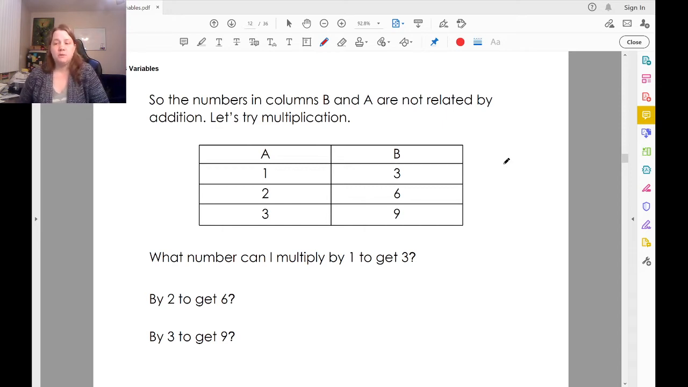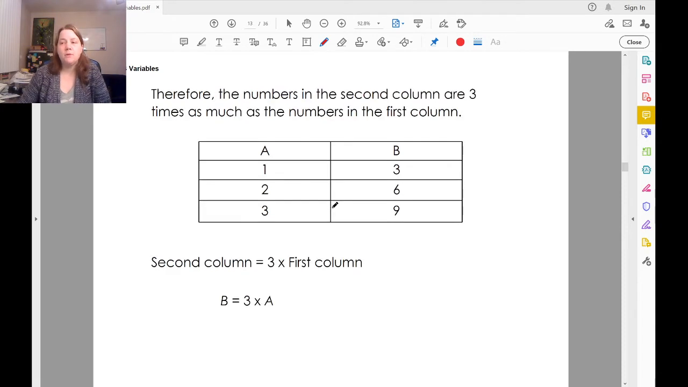So let's try multiplying. What number can I multiply 1 by to get 3? Well, 1 times 3 is 3. What can I multiply 2 by to get 6? 2 times 3 is 6. What can I multiply 3 by to get 9? Hey, look, it's 3. So now the new formula that we're going to write is first column times 3 equals second column, or A times 3 equals B.